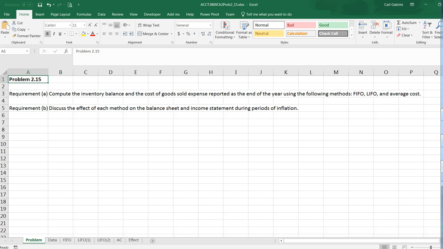I'm looking at problem 2.15 on page 82 in chapter 2 of Understanding Financial Statements, 11th edition, Fraser and Ormiston. This is an inventory problem.